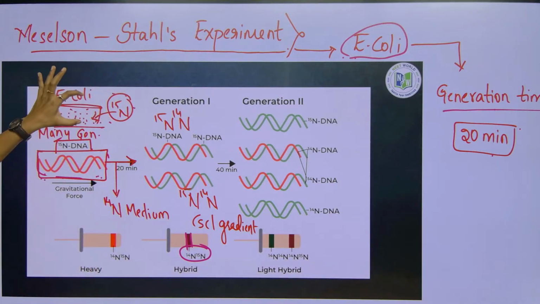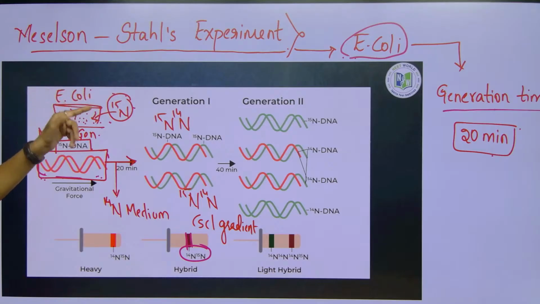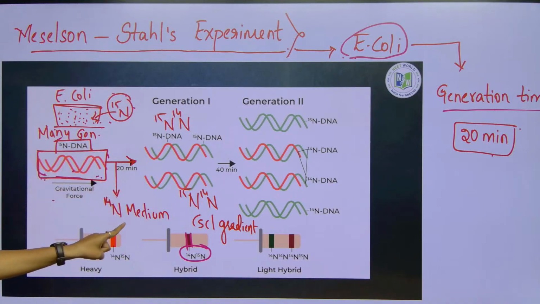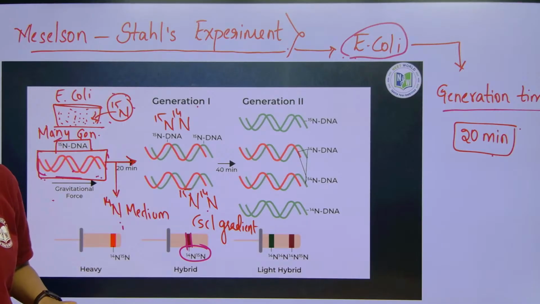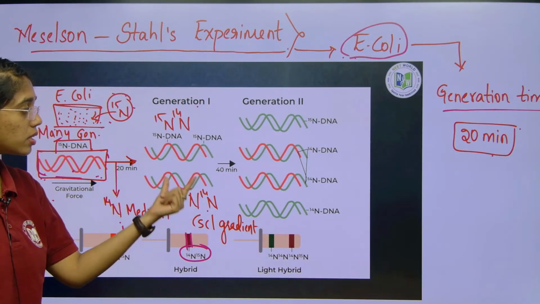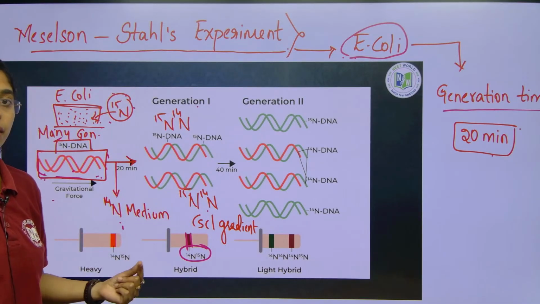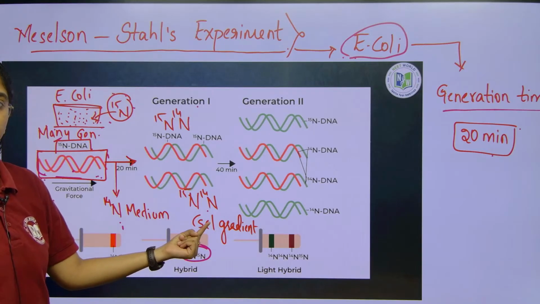First, E. coli is cultured with the heavy isotope for many generations, where N15 got integrated into the genetic material of E. coli, and then for only one generation this is cultured in N14 medium, that is normal nitrogen. Then in the first generation you can see N15, N14. How did you identify this? By centrifuging this culture medium with a cesium chloride gradient.